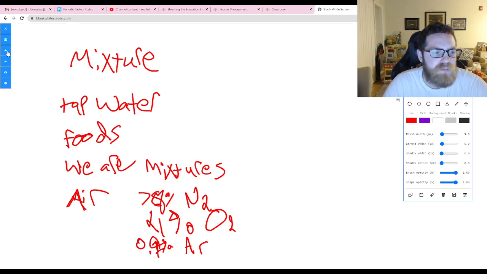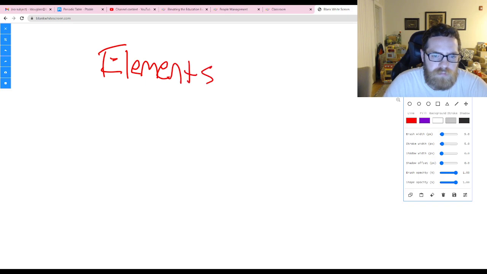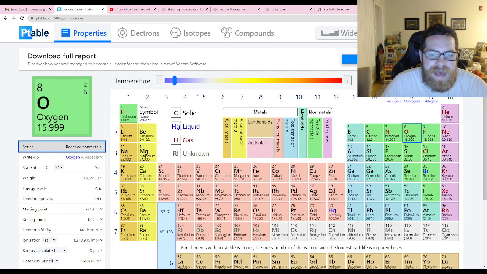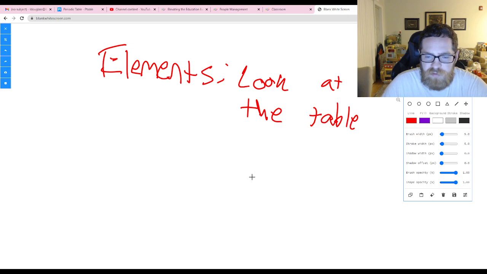So that is mixtures. And again, we'll keep up with breaking down the individual things. Elements are straightforward. Elements are anything on this table. If it's on this table and it's just that element, it's an element. That is probably the most straightforward, easiest one to get. Look at the table. Don't overcomplicate it.